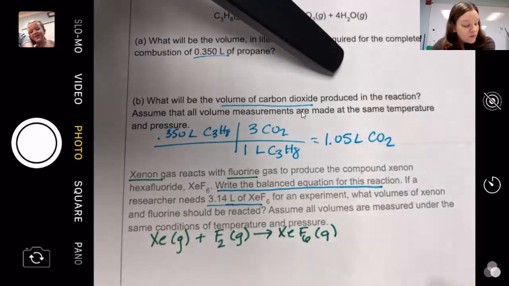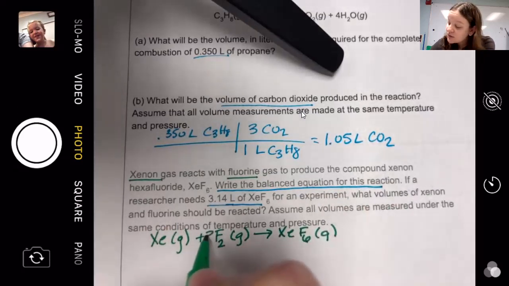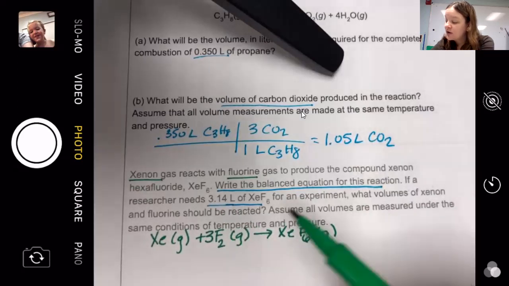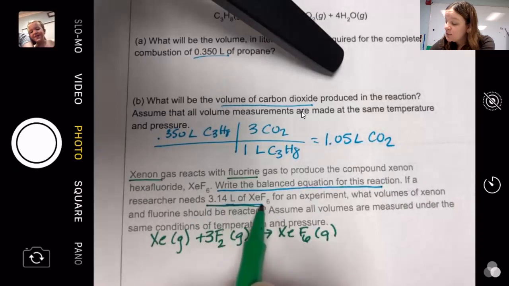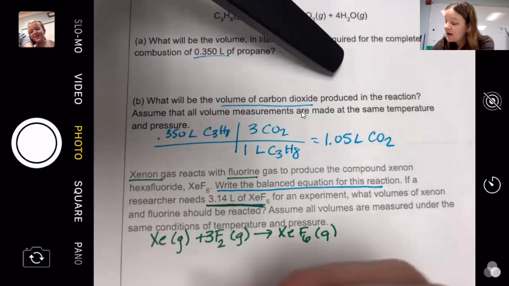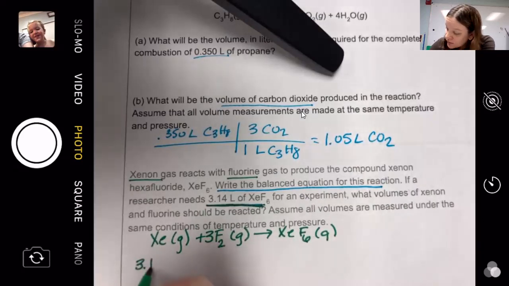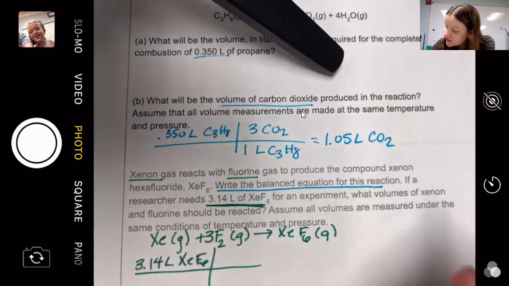Okay, so my balanced equation, I just need to put a 3 right in there. All right, so if you've got the balanced equation, try and figure out, based on 3.14 liters of your product, how much xenon would you need and how much fluorine would you need. So 3.14 liters of the XeF6. I'll go to xenon first. That's the first one it asks for.